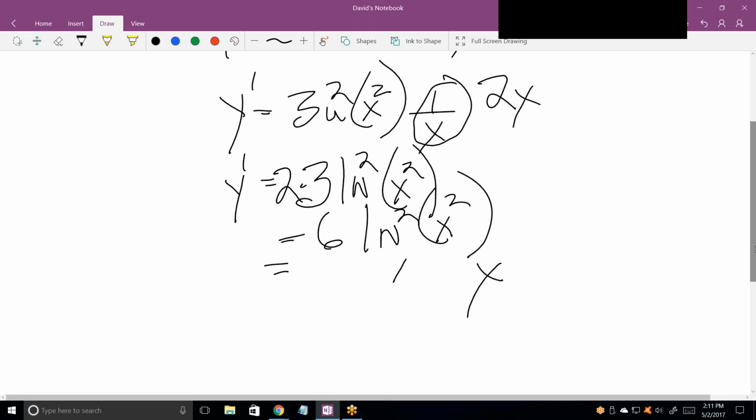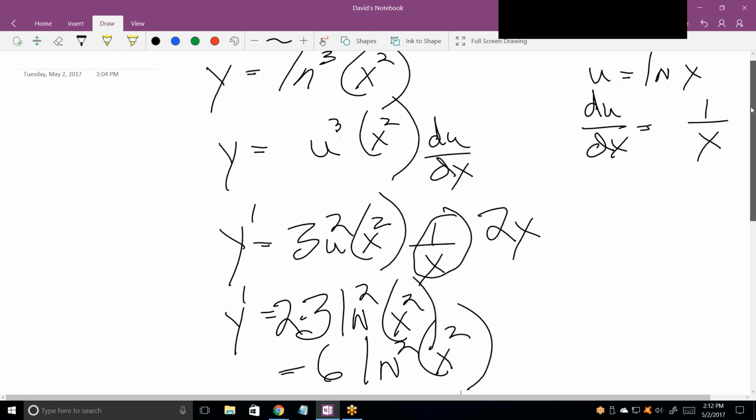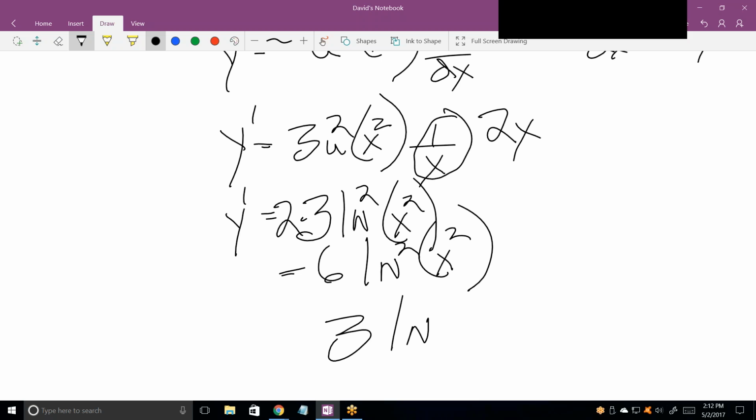Do you have answers for these, Max? I do. Yes, I do. Good. Check that. See if that's right. Let's go and double check. I got y prime equals 3 parenthesis ln x squared, all squared, and then times 2 over x.